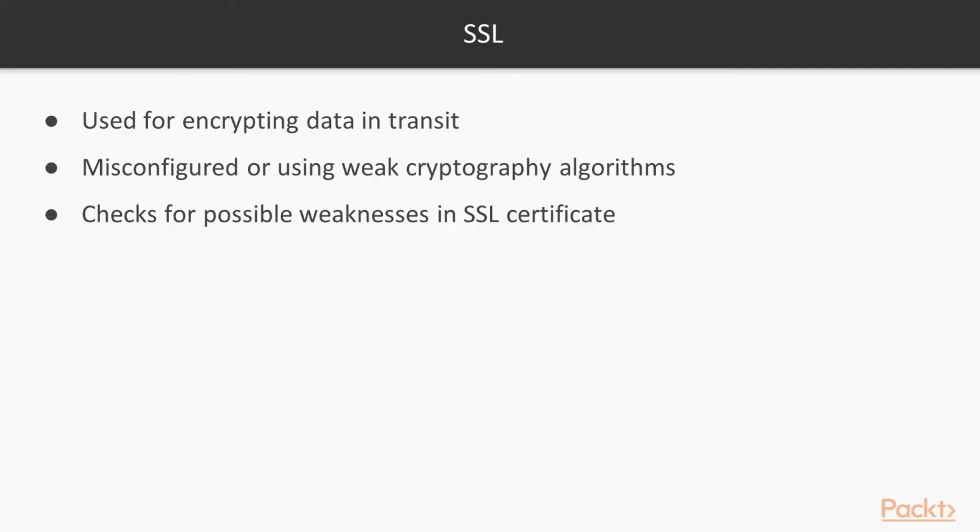Next is SSL. Though SSL certificates are very commonly used for encrypting data in transit, they are often found to be either misconfigured or using weak cryptography algorithms. This auxiliary module checks for possible weaknesses in the SSL certificate installed on the target system.